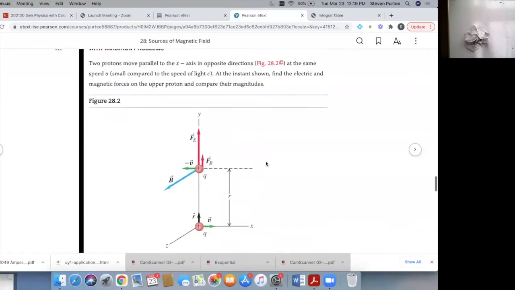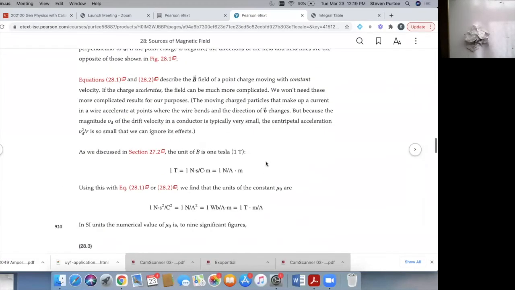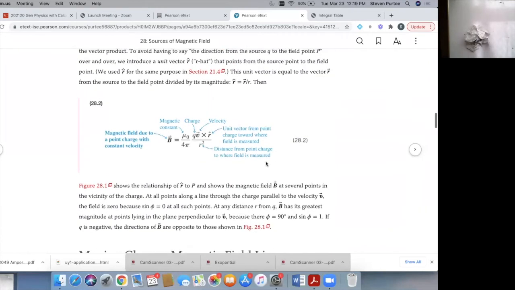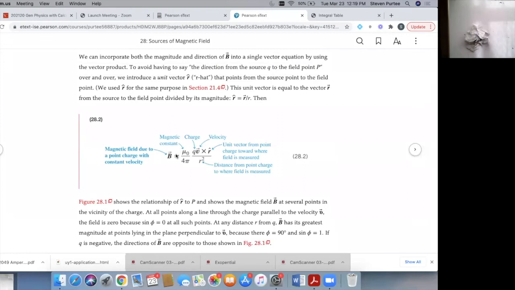So let me show you. I'm not going to go through all the math. The book does it. Okay, now I left off this factor in front. Mu naught here is the permeability of free space. Remember, we've had epsilon naught all semester for electric fields. Mu naught is the magnetic equivalent of that, called the permeability of free space. It's a measure of how strongly space reacts to magnetic fields.